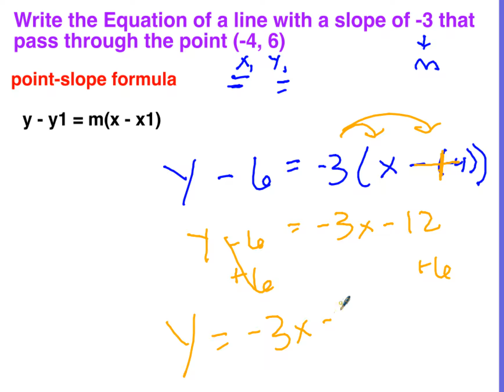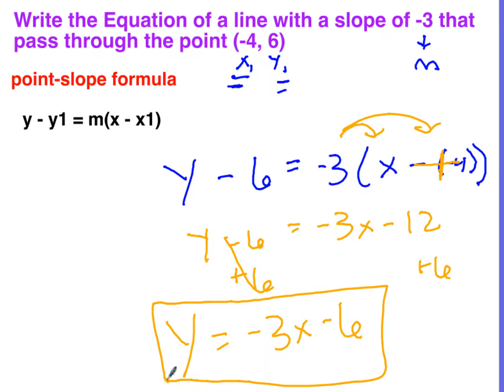-12 plus 6 is -6. So my y-intercept is -6 for this particular equation. Okay? All right. Now, that's it. That's all we're doing today.